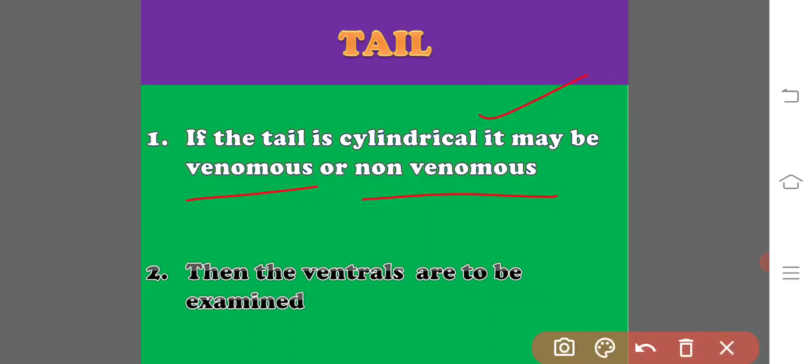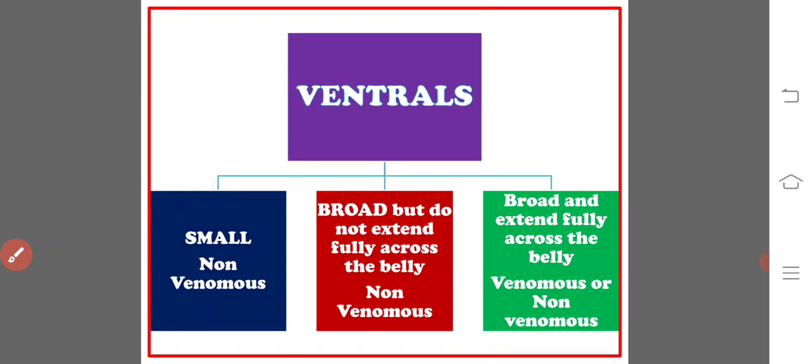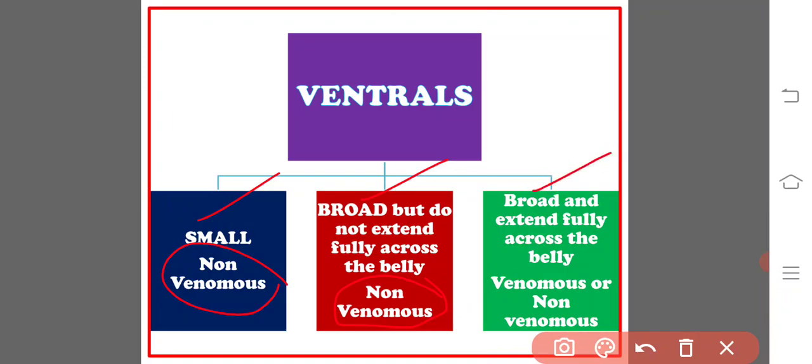It is a doubtful condition. Whenever the tail is cylindrical, we will observe the ventrals, the abdominal scales of the snake. Ventrals are the abdominal scales. If the ventrals are small, then it is a non-venomous snake. If the ventrals are broad but do not extend fully across the belly, they are also non-venomous. And if they are broad and extend fully across the belly, then we will consider it venomous, or some of the time it may be non-venomous.